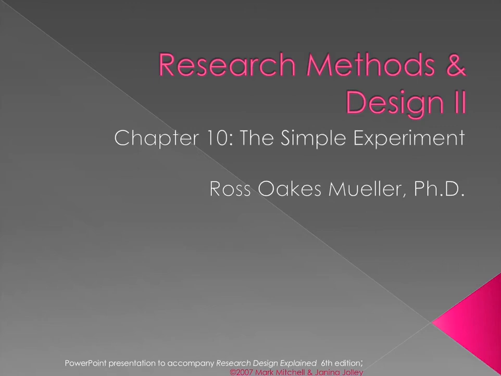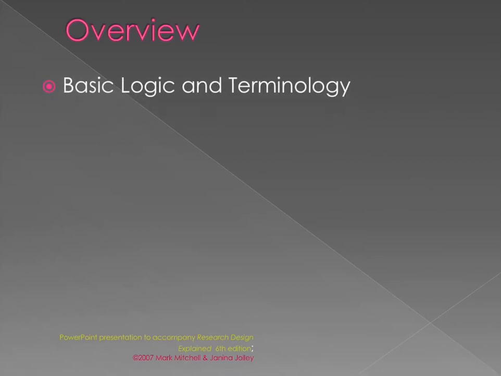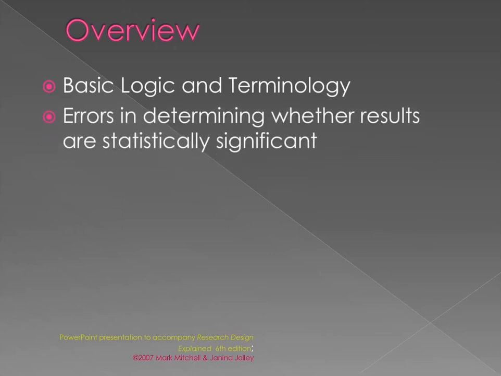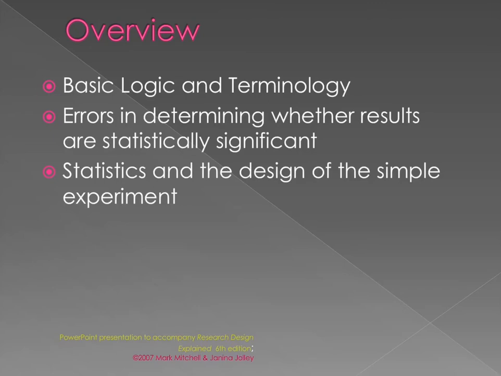But in these videos, we're going to talk about a few things. First, in this first video, I want to talk some about the basic logic and the terminology around a simple experiment. We'll also spend a little bit of time in this video and mostly in the next video talking about errors and determining whether or not the results from a simple experiment are statistically significant. Then we'll say a little bit about statistics and the design of a simple experiment, but the statistics, like I said, for the most part, are going to wait until the second portion of class.